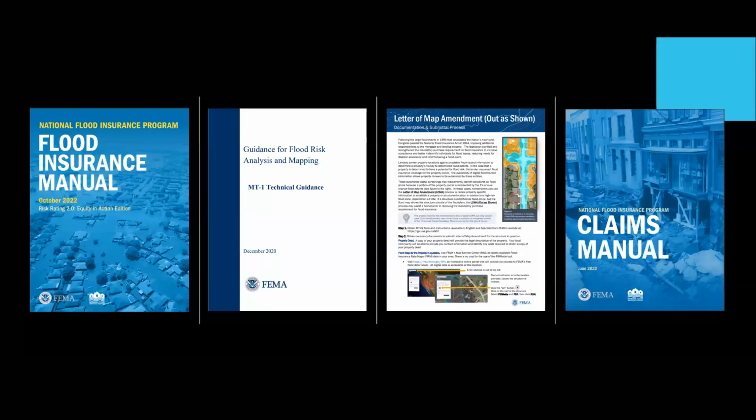Okay. And then just a couple of resources that you might need. Of course, always look at the instructions if you're not sure on the elevation certificate. There's also the flood insurance manual that was updated in October of 2022. The MT-1 technical guidance for filling out those letters of map change applications. The letter of map amendment as shown. So if it's not technically in the floodplain, you don't need a survey to get it out. And then the claims manual was actually just updated in June, which I just discovered.